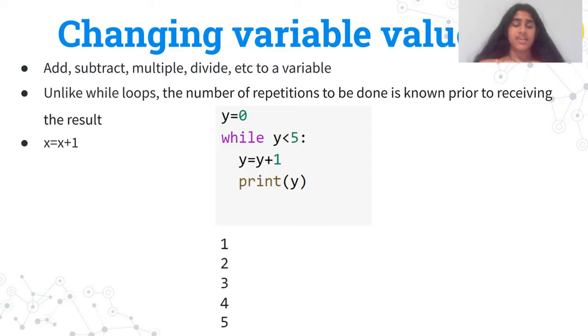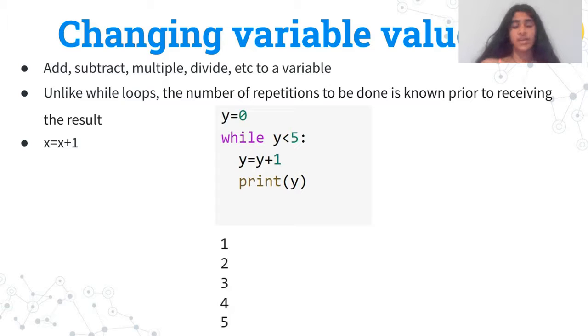The next part of Python that we're going to learn is how to change variable values. So it's kind of like adding, subtracting, multiplying, or dividing to a number. So I want to add 1 to a number, I want to add 2 to a number, kind of like that. So unlike while loops, the number of repetitions to be run is known prior to receiving the result. And I know that might not completely make sense at this point, but don't worry, it's not that important for now, and you will learn about it as you go more advanced into Python.